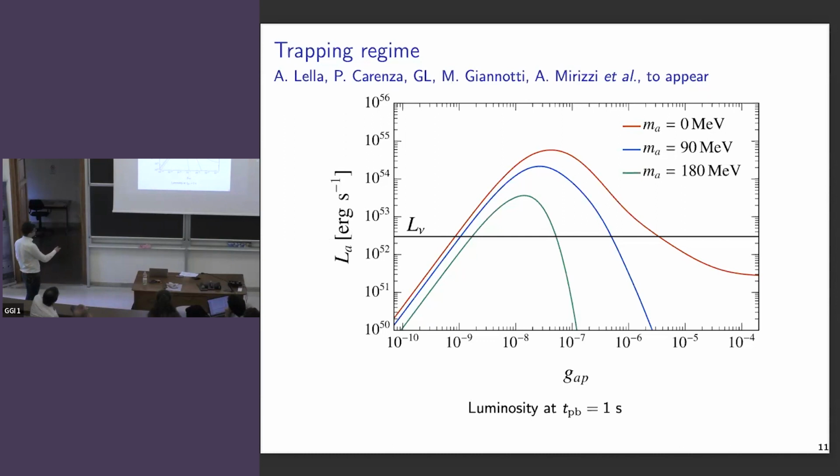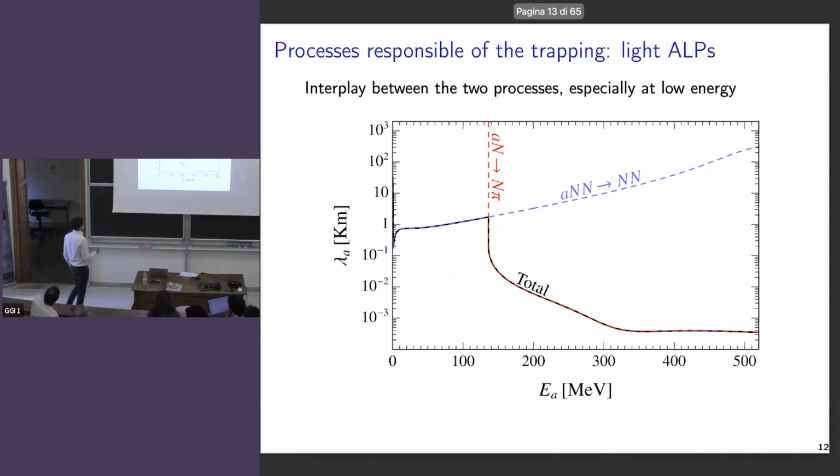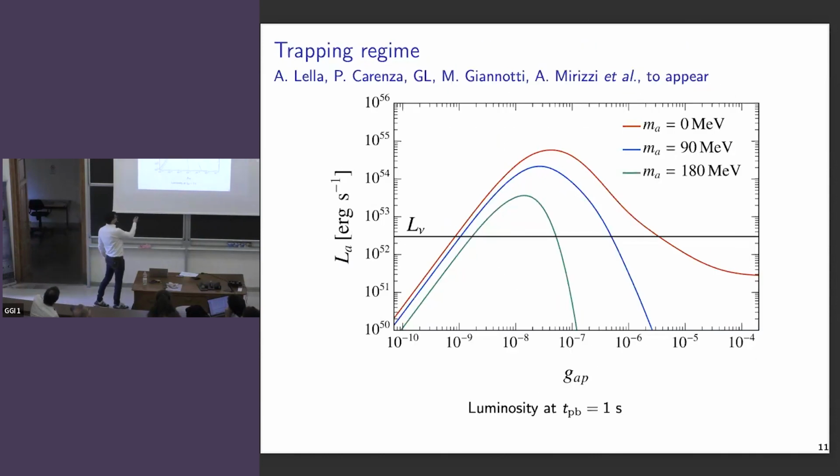So here you can see the behavior for 3 different values of the mass. And for each value of the mass, we can exclude all the couplings for which the axion luminosity is larger than the neutrino one at 1 second after the core bounce, represented by this horizontal black line. Now, when we go through this trapping regime, not only production processes are important, but also absorption processes. And the absorption processes which are important depend on the considered mass.